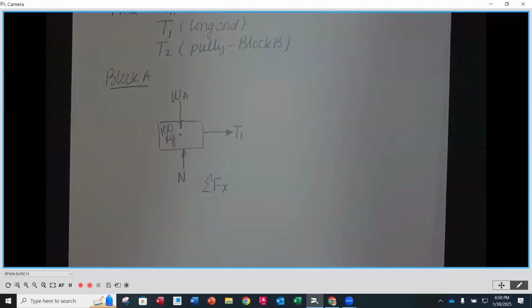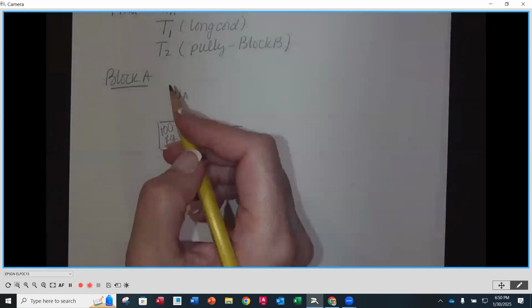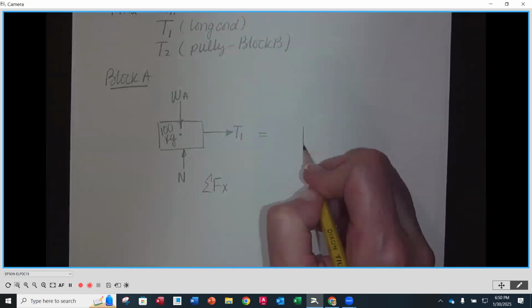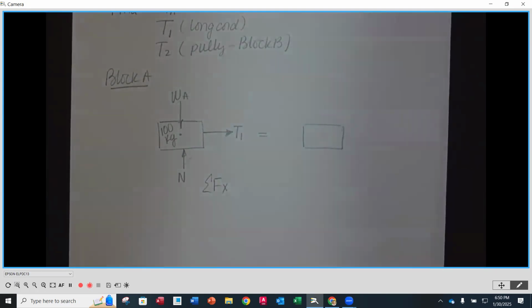Now, in this case, the block is moving in a horizontal direction. So technically, the Y's aren't really of concern to us, because they're not going to play a part in the mass and the acceleration side of things, because we're trying to find the acceleration and the tension in the cord, right? So this is going to be equal to, we're going to redraw that block.